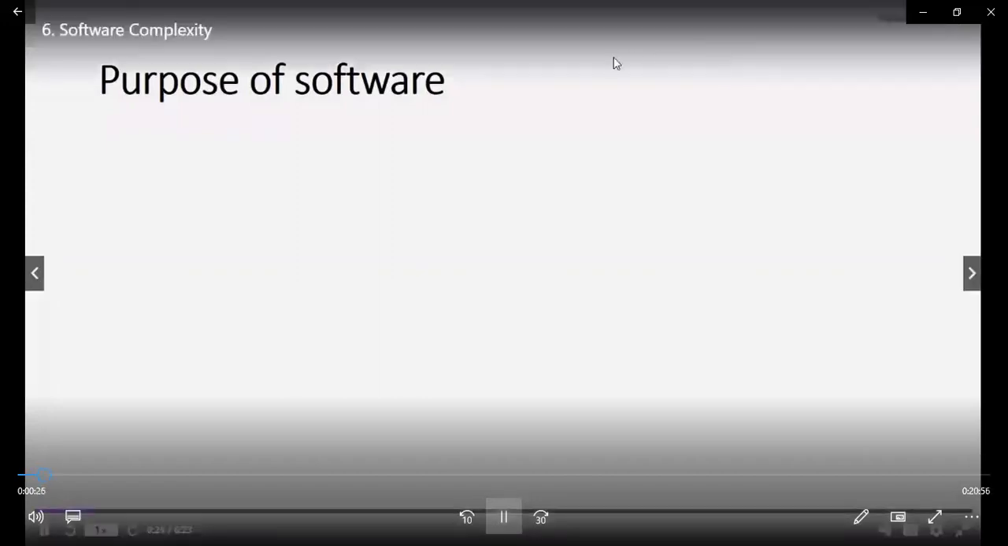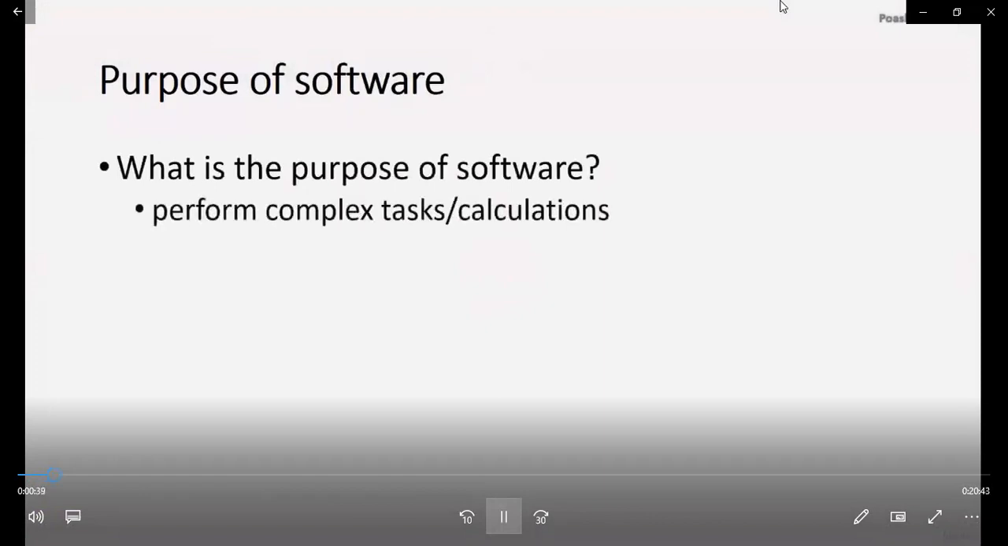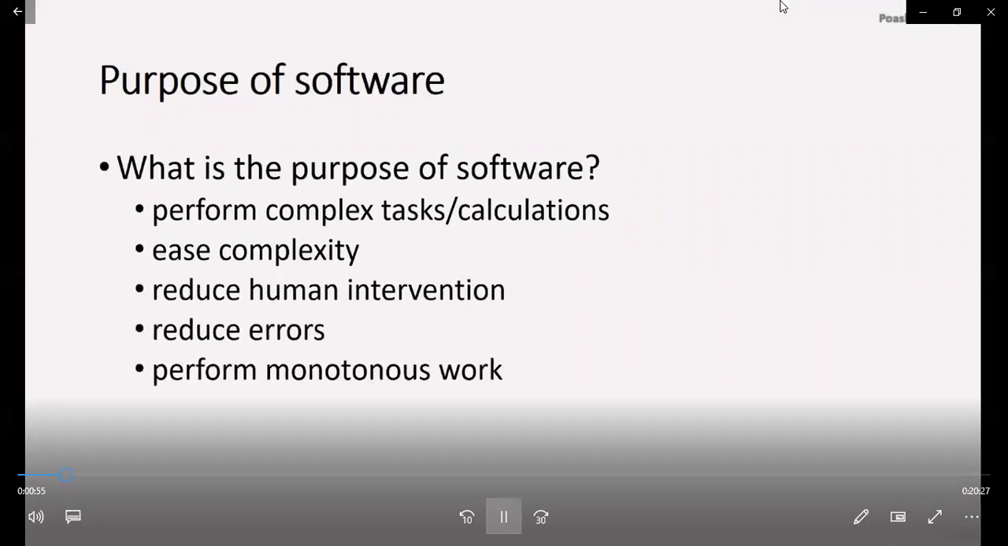So what is the purpose of the software? Why do we write the software? This is the most important question, right? So we write software to perform some complex tasks or complex calculations. And obviously that also reduces human interventions, and that will lead to lesser chances of errors. We also write software to perform some repetitive or monotonous work, and obviously there could be other reasons as well.